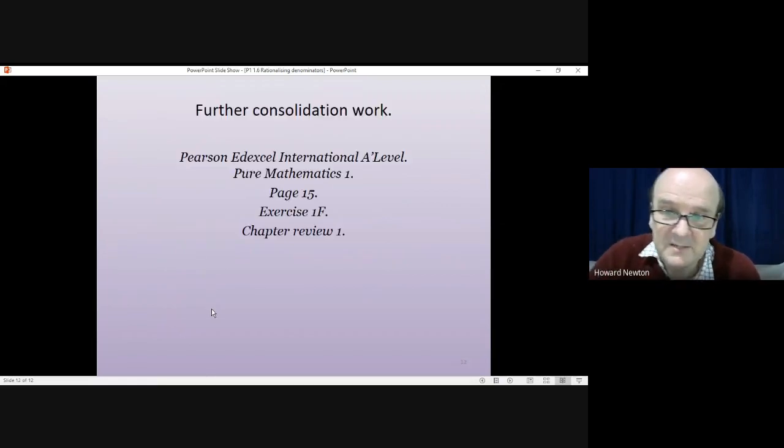Which brings us to the end of the lesson. And if you have the textbook, then turn to page 15. Have a go at exercise 1F. And once you've done that, you have reached the end of chapter 1. So also, you should attempt the review chapter at the end of chapter 1. That is the end of the lesson.